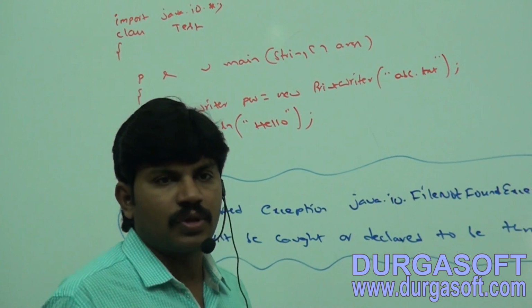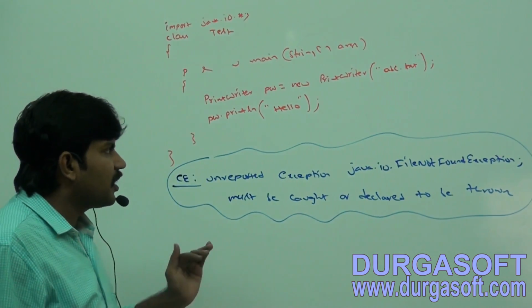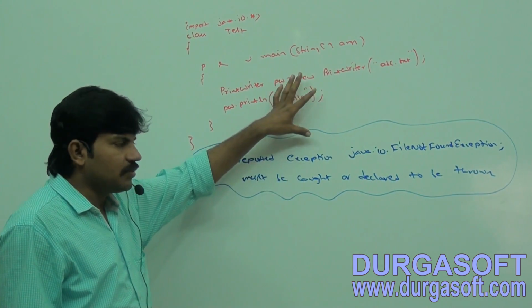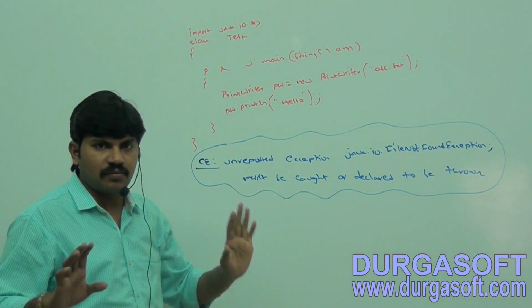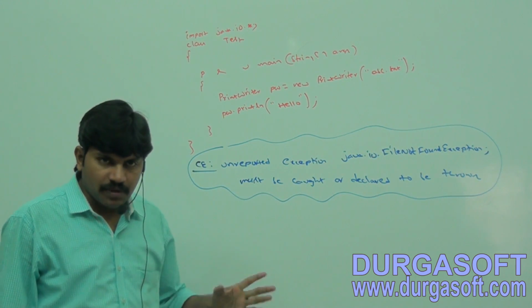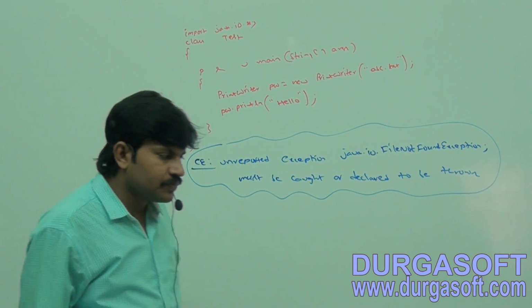So in our program, if there is a possibility of raising a checked exception, we compulsorily have to handle that checked exception. How we can handle it, we can discuss later, but we must handle it, otherwise the code won't compile. Is that clear for all of you at this point?